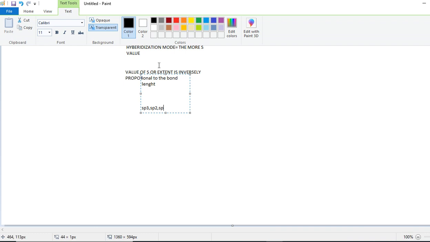The value of s character in sp is 50%, while in sp2 it's 33%, and in sp3 it's 25%, respectively, right? So these are the values of the s characteristics, right?